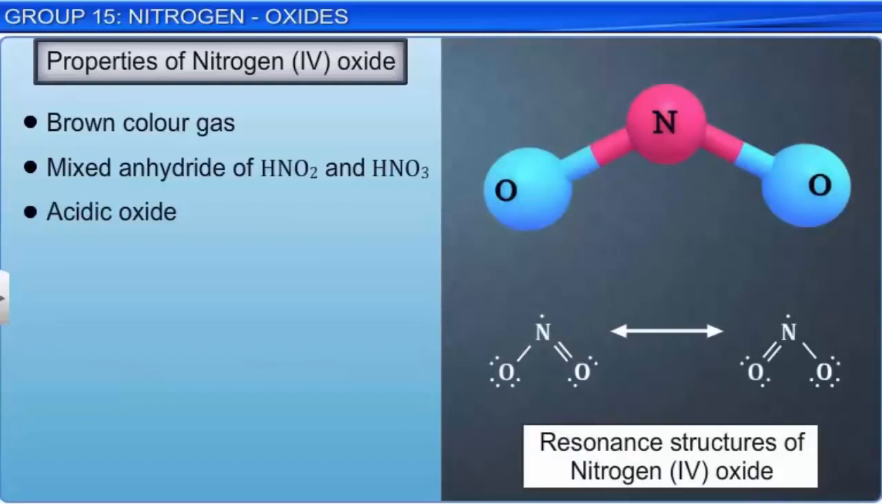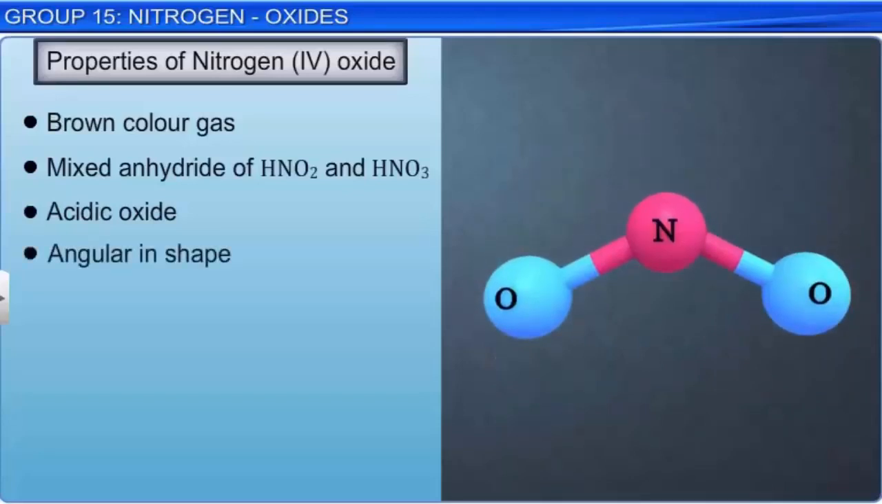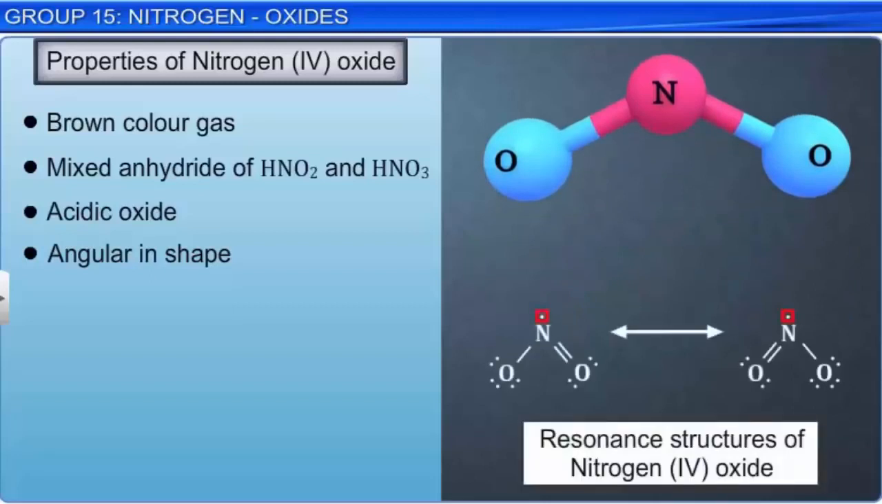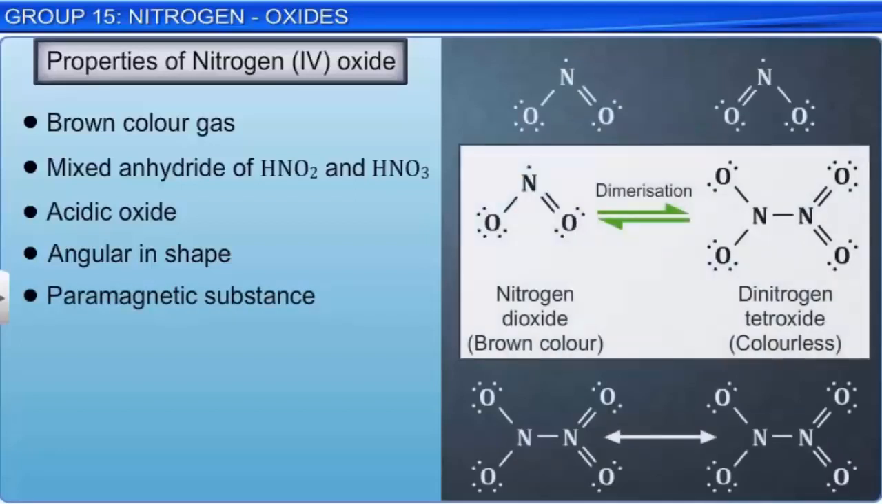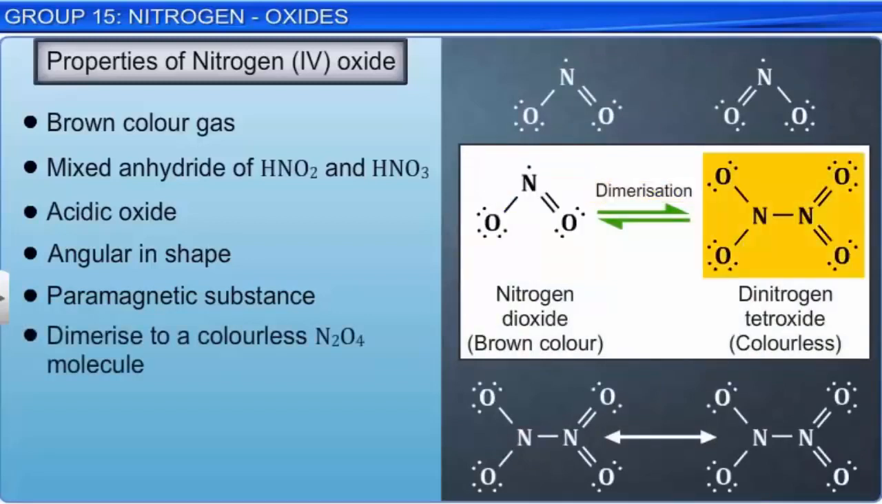Examine the resonance structures of nitrogen dioxide. The molecule exists as a resonance hybrid of these structures. The molecule is angular in shape with a bond angle of 134 degrees and bond length of 120 picometers. Note the unpaired electron in the resonance structures of nitrogen dioxide, due to which it behaves as a paramagnetic substance. It is because of this reason that it attains a tendency to dimerize to a colorless dinitrogen tetroxide molecule that has an even number of electrons.